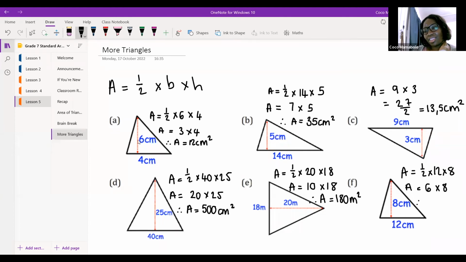Therefore, area equals 48 centimeters squared. Just centimeters? Squared. There we go. Squared. Excellent. Guys, you guys are amazing. Well done, Lwandle. Excellent. You guys are doing a fantastic job.